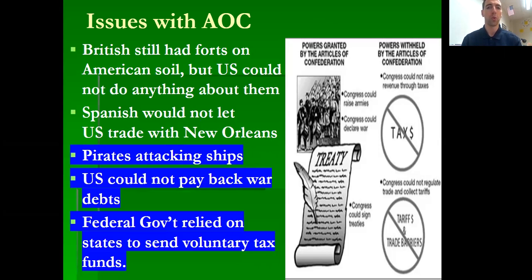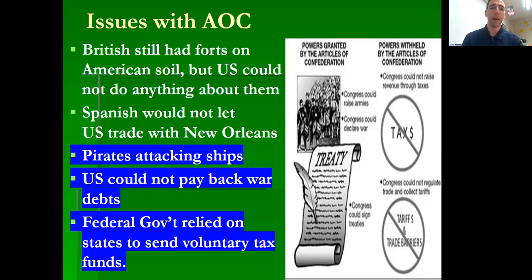Spain controlled New Orleans, and they wouldn't let different US states trade with New Orleans because instead of just making one trade agreement that all of the states could agree to, each state had to agree to a new term with Spain. Pirates were attacking ships in the Mediterranean, and there was nothing that the US could do about it because they couldn't fund a navy.